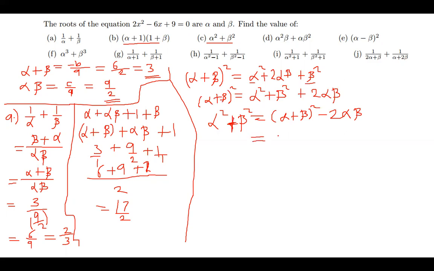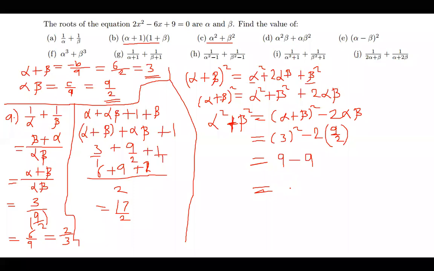So I'm going to have my alpha plus beta there in the brackets, which is 3. So I'll put my 3 there, then squared minus 2. Where there's alpha beta, I'll put 9 over 2. Then we have our 9 there. Then 3 squared gives us 9, and this side is also giving us 9. So this is giving us 0. According to our solution here, we're getting 0.